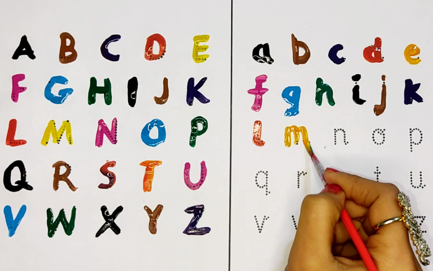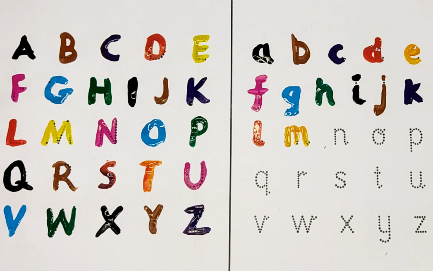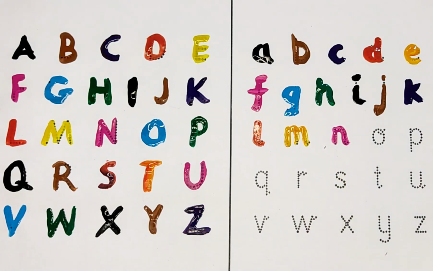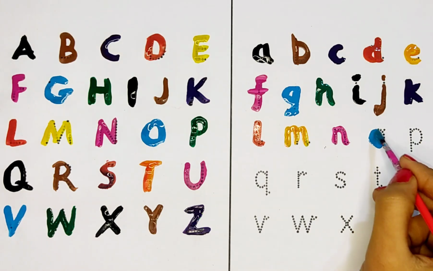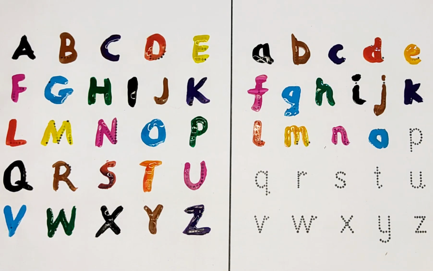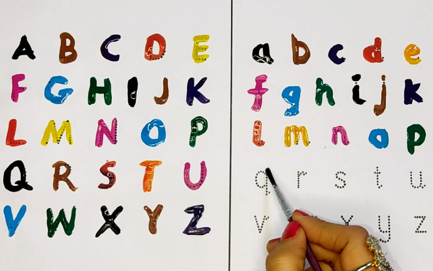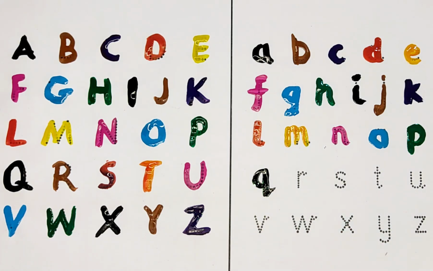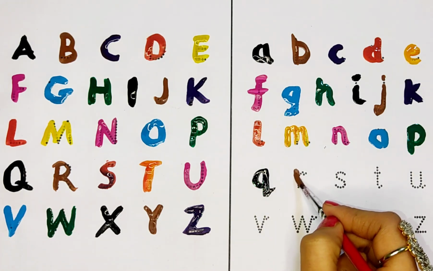M, M for moon. N, N for nose. O, O for owl. P, P for parrot. Q, Q for queen.